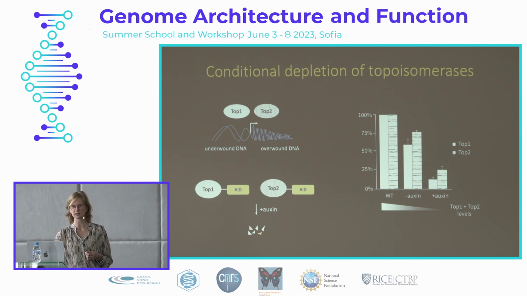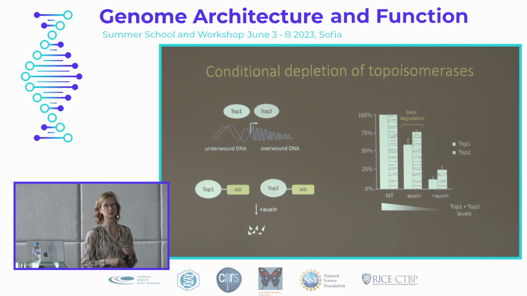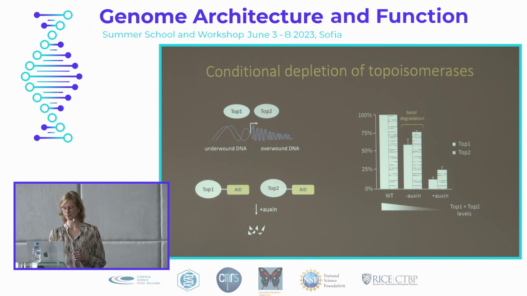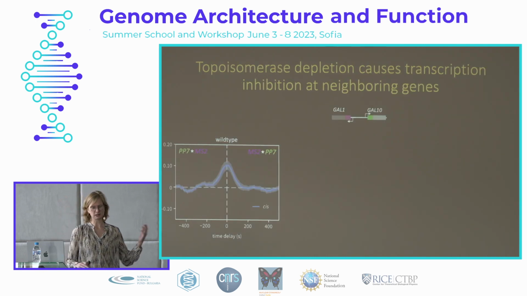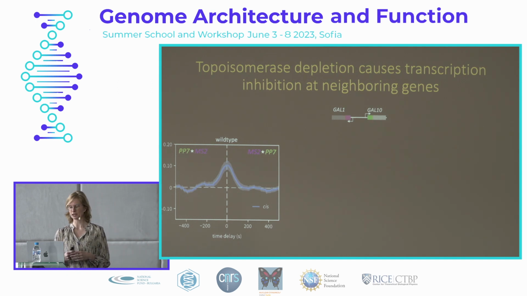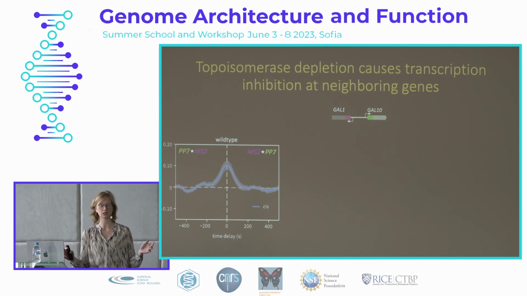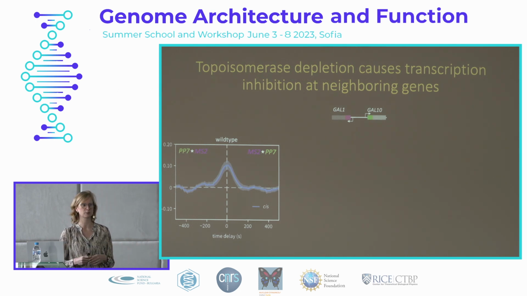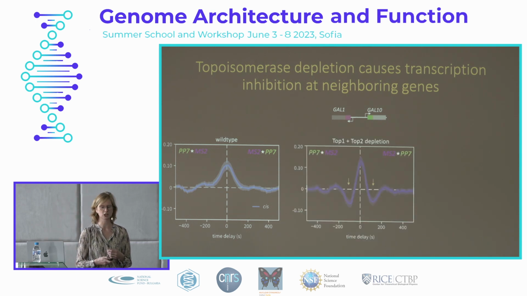However, we did notice that if we didn't add auxin, so we just add all these systems to the cell, we already get some basal degradation of the topoisomerases. So that means that we now have cells with different levels of topoisomerases, with partial and complete depletion, and different levels of supercoiling accumulation. So this is, again, what the wild-type cross-correlation looked like. If we now deplete the topoisomerases, first of all, we see that half the cells don't transcribe anymore, so they turn transcription off. But in the cells where we do see transcription, this is what the cross-correlation looks like.